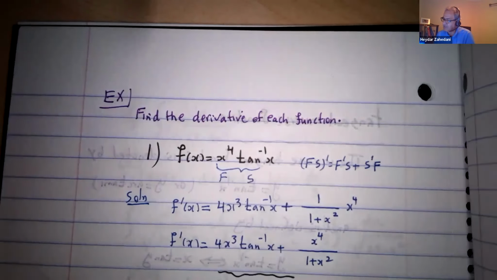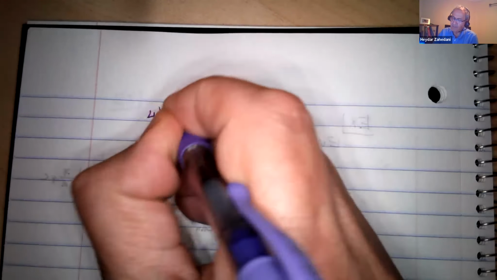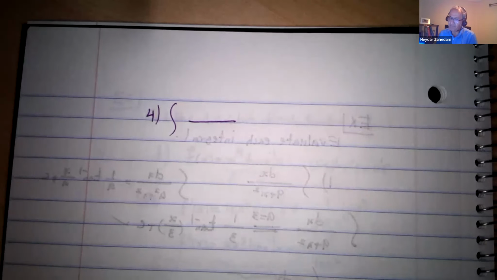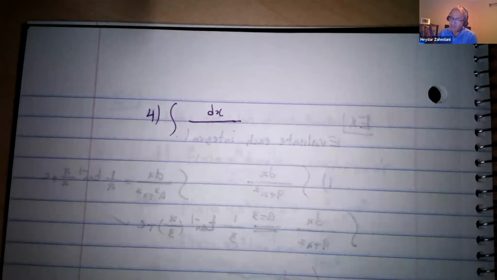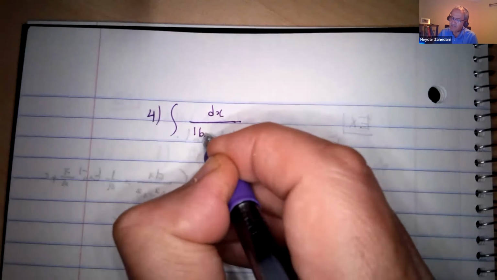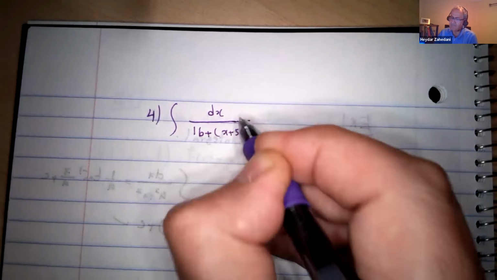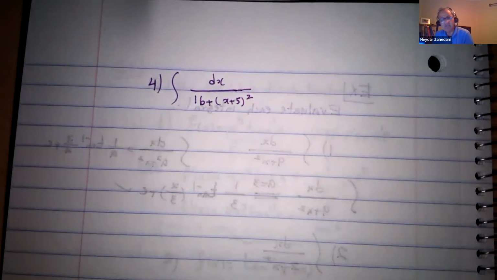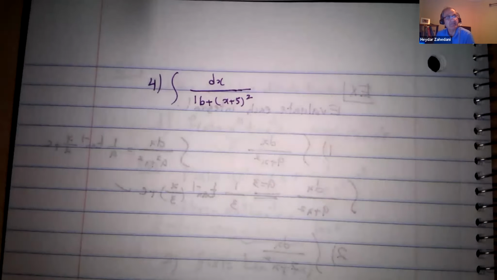So that was number 3. So let's have number 4. Then I give you the actual one. See, look at this one. Suppose you have the dx here, x, and we have a 16. You have something like x plus 5 all squared. Okay, this one. So you can call x plus 5 u. So it's of the form du over 16 plus u squared.